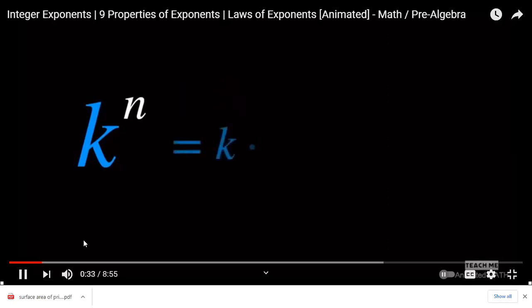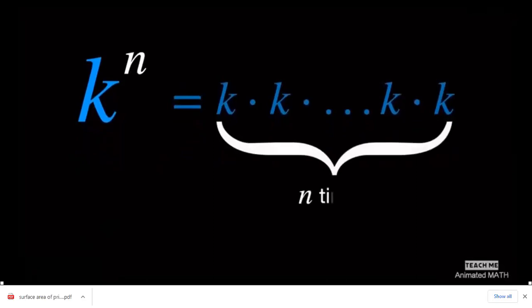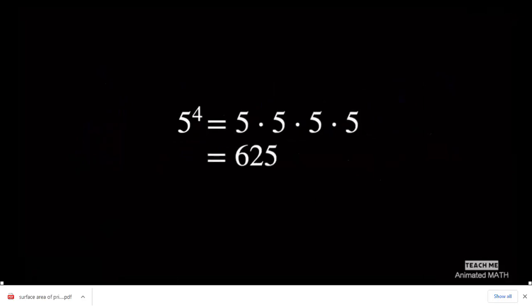How many times you have to multiply a base by itself. The base can be as simple as a single digit number. For example, 5 raised to the 4th power is equal to 5 times 5 times 5 times 5, or 625. The base can also be as complicated as an algebraic expression.